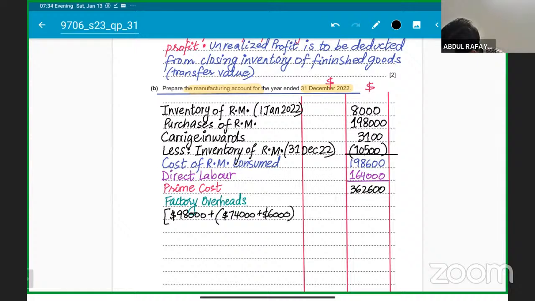And you need to tell them what is the ratio. 5 is to 3 is to 2, which means that this will be 5 over 10 for it. Okay. Are you guys getting it? It will be 5 over 10 for it. Okay. It will be 74,000 plus 6,000 is 80,000, sir. 80,000 into 5 over 10 is 40,000, and 40,000 plus the factory overheads of 98,000 will become, sir, 138,000. Everyone getting it clear? The factory overheads are 138,000.